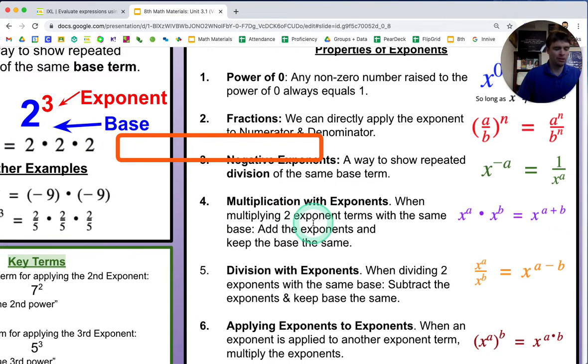So the first thing I'm going to show quickly is our page 2, our keynotes that had these different properties. How do you multiply with exponents? How do you divide with exponents? How do you apply an exponent to another exponent? These are the rules we're going to be pulling and using here to evaluate different expressions.